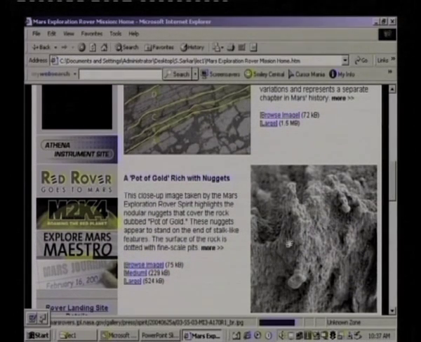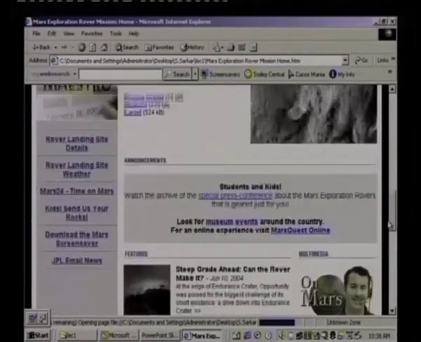And this image taken by the rover highlights the nodular nuggets that cover the rock that has been named Pot of Gold. These nuggets appear to stand on the end of stalk-like features. The surface of the rock is dotted with fine scale pits.